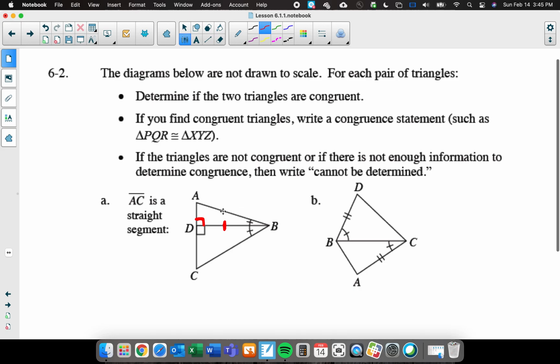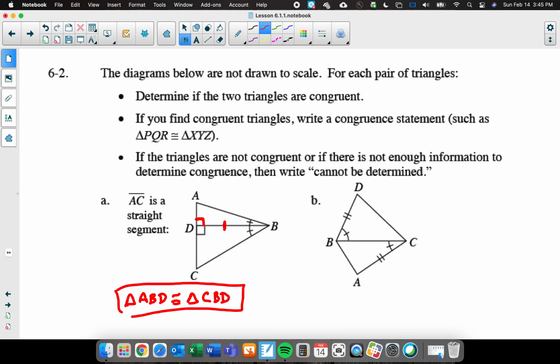1-to-1 ratio. And so in this case, I can say that triangle ABD is congruent to triangle CBD. These are just reflections of each other is all that's going on. There's your two triangles. So now if we take a look at the next one, here's one set of angles.